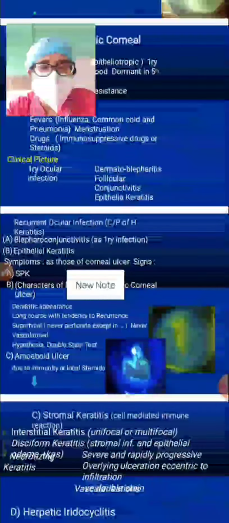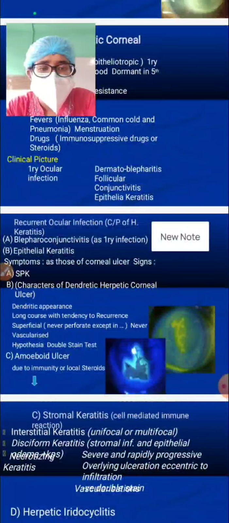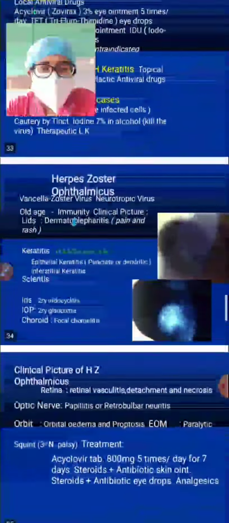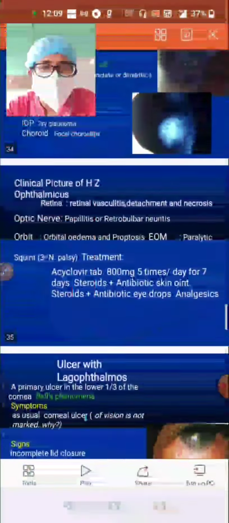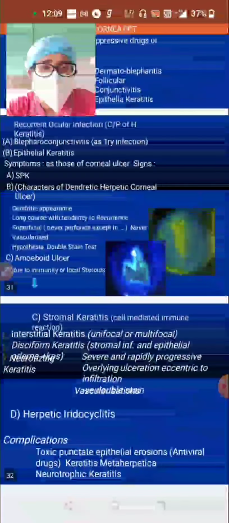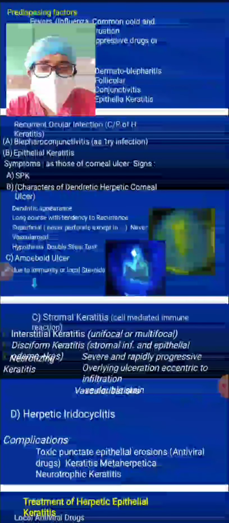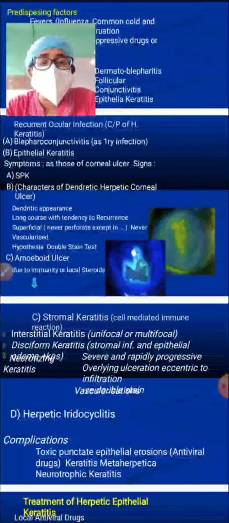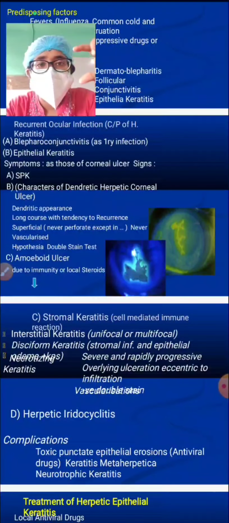In this page you are seeing the dendritic pattern. They have typical patterns, and by those patterns we can identify whether these are viral or others. So virals have a typical dendritic pattern. That is the picture stained with fluorescent dye. That is the typical dendritic pattern.